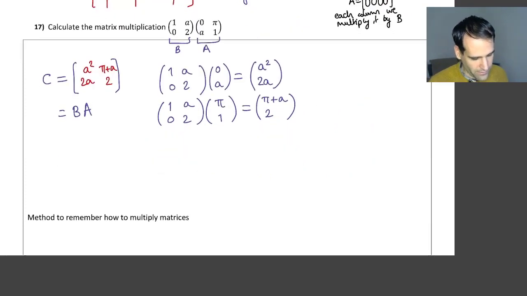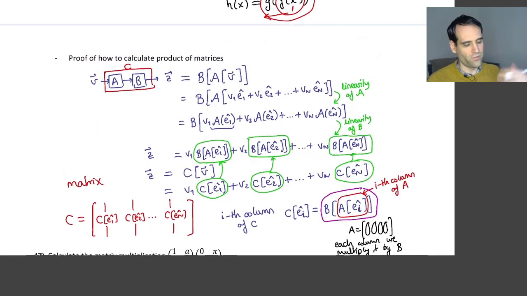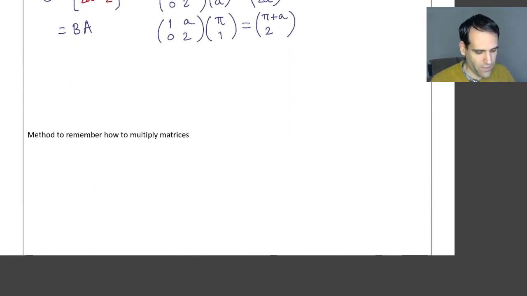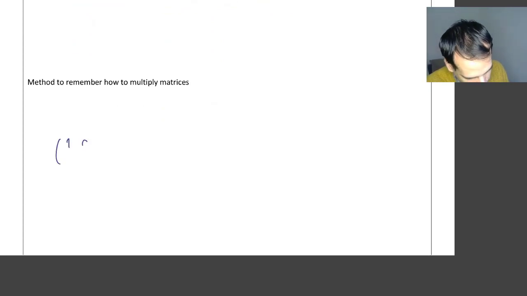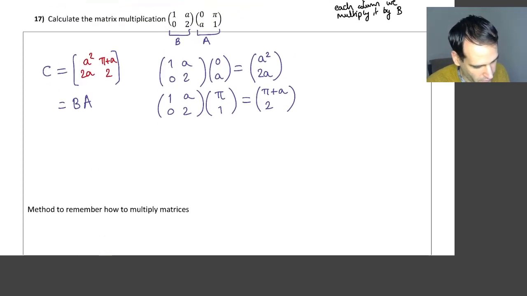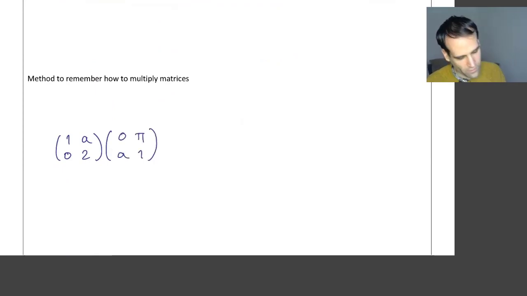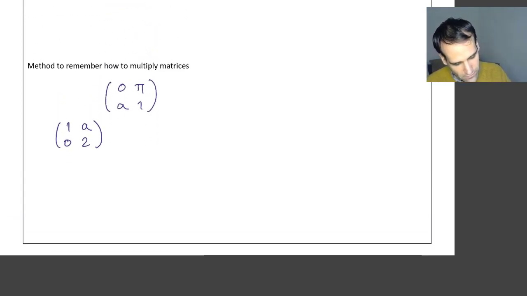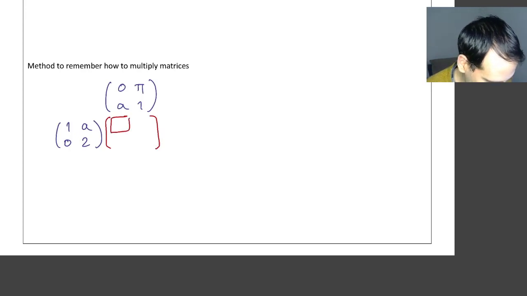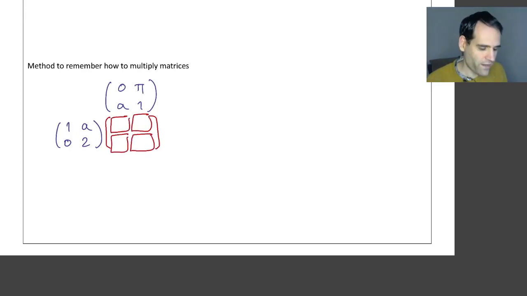Now, this was the rigorous proof of why it works. But let me give you the method or the trick that you will always use. If you want to multiply these two matrices, (1, a; 0, 2) times this other matrix (0, pi; a, 1), we are going to do a very similar trick to the one I showed you for multiplying a matrix times a vector. We get the second matrix, and instead of writing it on one side, we move it upwards. So we place it here. And now this leaves a gap, but this gap now has 4 slots. And this is where our resulting matrix will go.